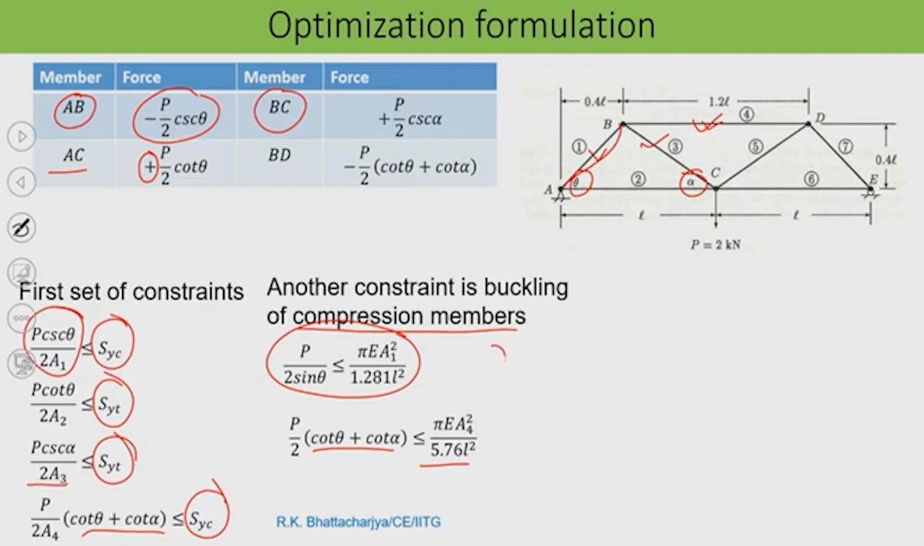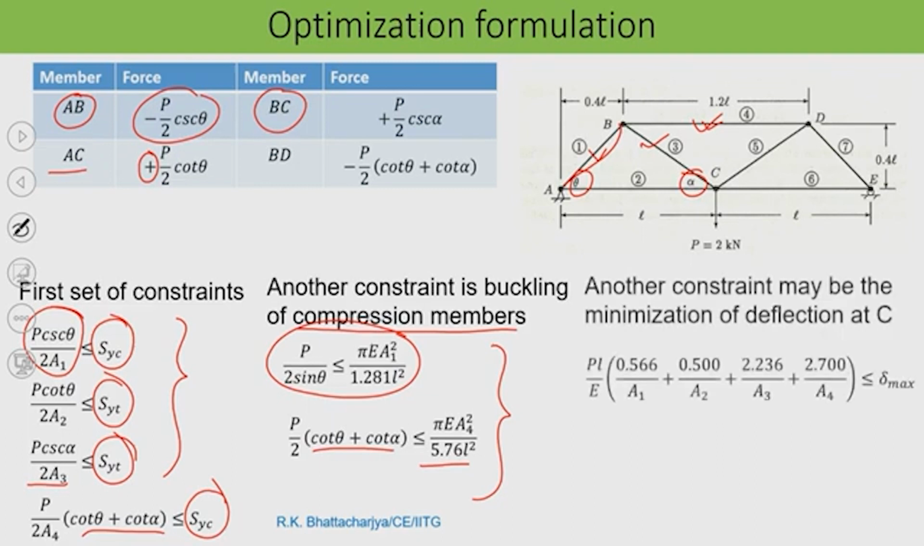So, if you put these two constraints along with the first set of constraints, then whatever cross sections you get will be safe enough to take the compressive as well as tensile stress, and your members will also not fail in buckling. There may be another constraint, the deflection. Suppose the structure is safe, but there may be some deflection here. Okay. So, I can say that this deflection is delta.